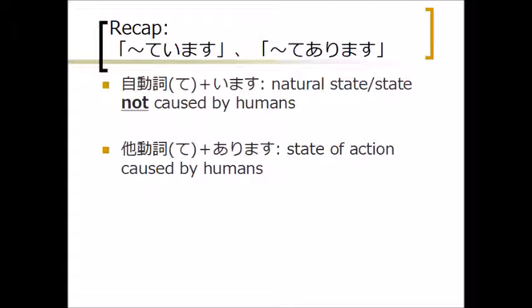For 他動詞 plus あります, it talks about a state of action caused by humans. For example, the example I shared earlier, you put the paper on the table, and after that you're talking about the state that the paper is on the table.